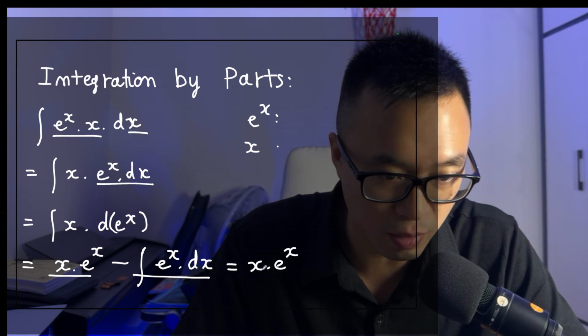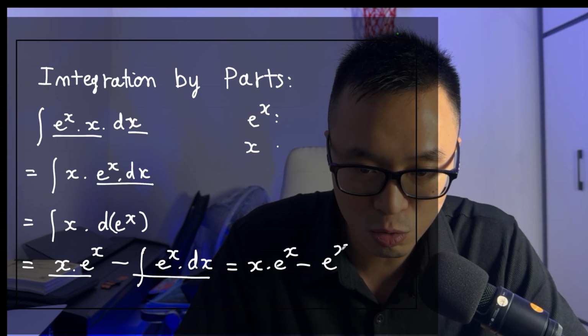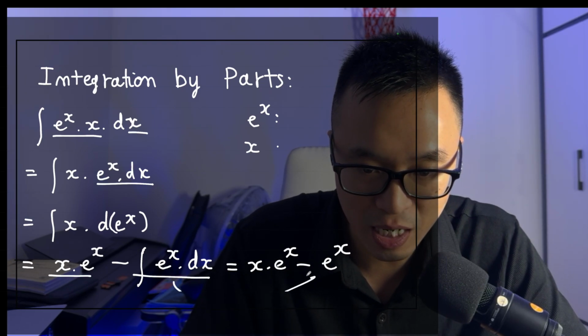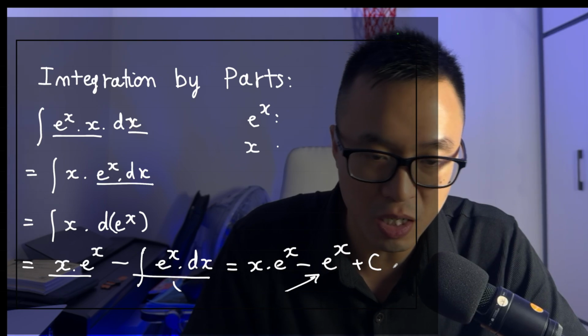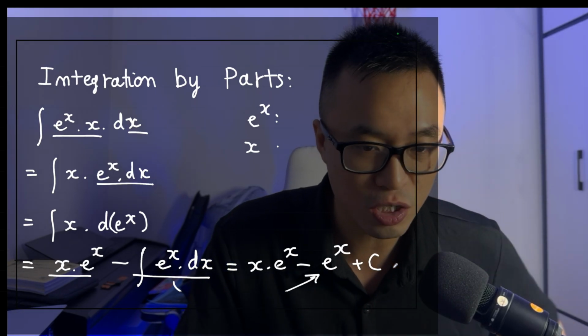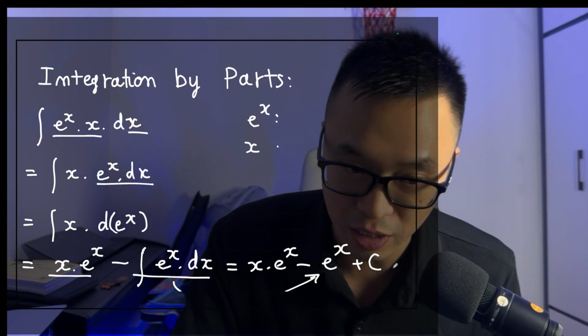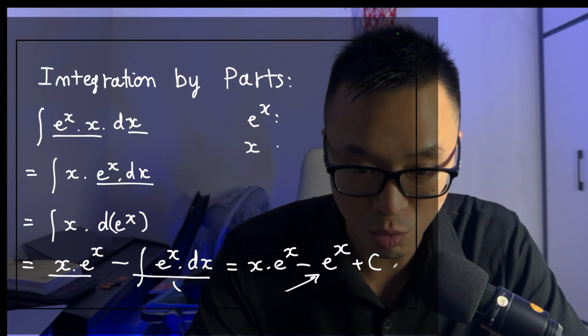Applying that, you will get e to the power of x multiplied by x, and minus e to the power of x, because this one equals exactly to here. And after that you add plus C for the general function after taking the integration. Okay, understood? That's quite easy, right?